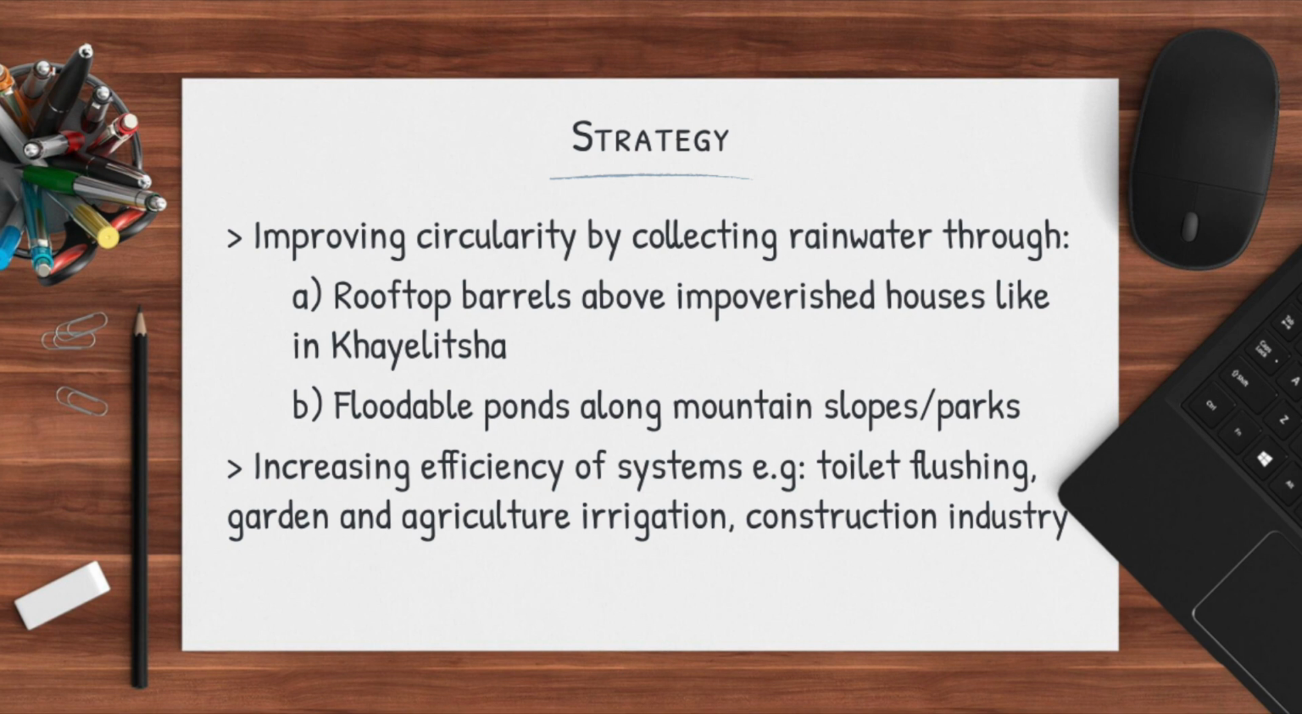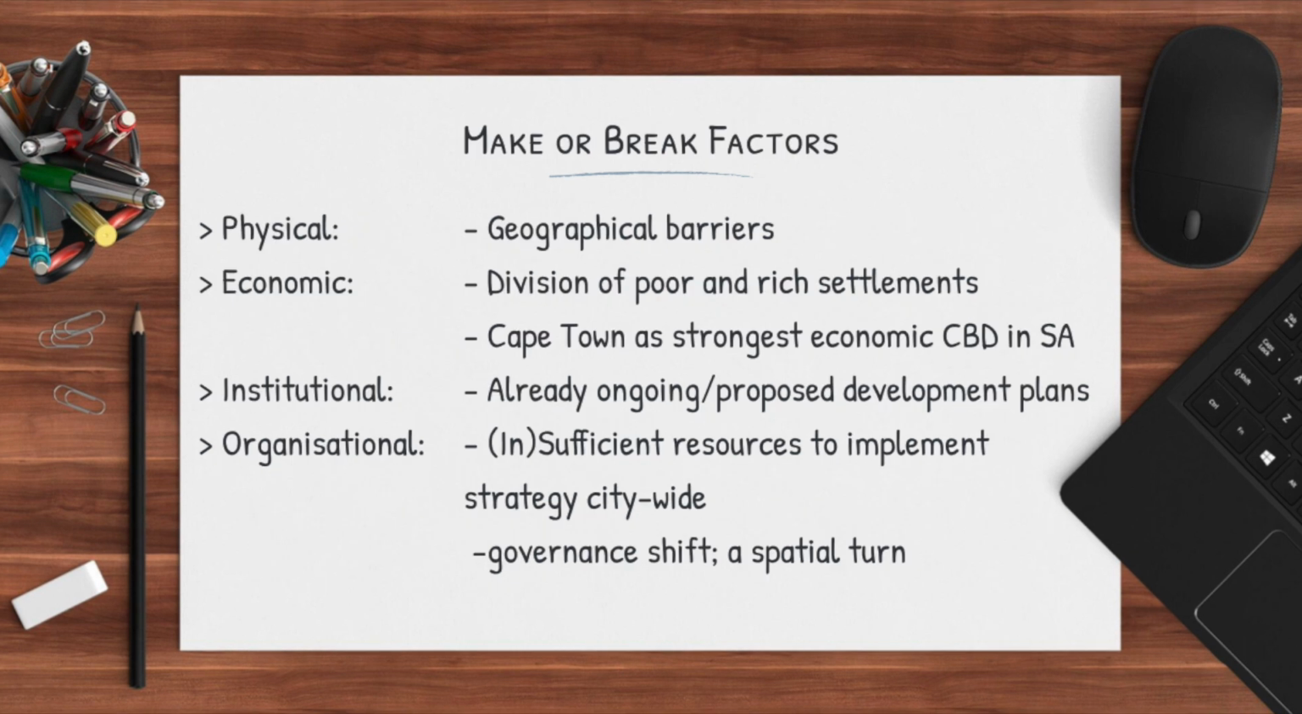The systems we're actually referencing are, for example, the flushing of toilets, the irrigation of gardens, or even on a larger scale, the irrigation of agriculture or the construction industry. And we will get into how exactly we can increase that efficiency. But first, there are some factors that can make or break our vision and strategy.